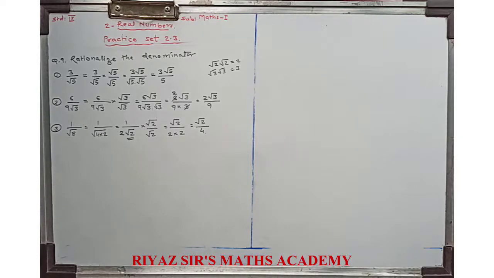Okay, total 5 examples are given. Out of 5, I'll show 2 examples. This one is the extra example I'll show here. The remaining 3 examples you have to solve by this same method. Okay, so in this way this practice set 2.3 is over here.